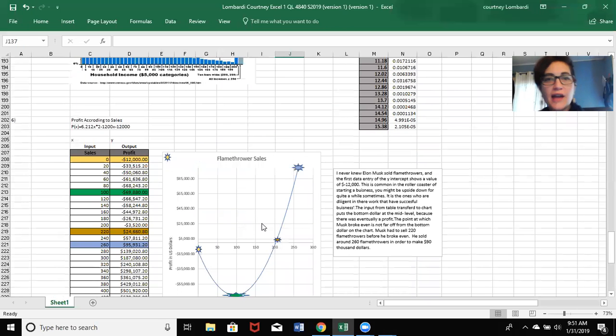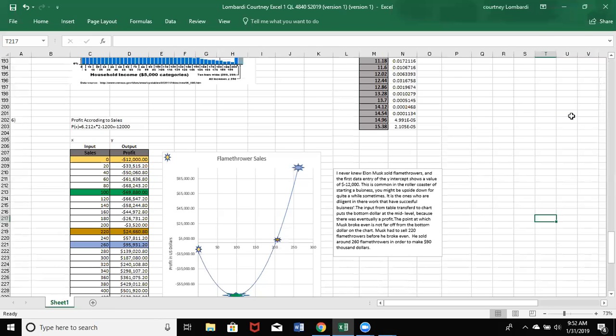Down here, I never knew that Elon Musk sold flamethrowers, and the first data, okay, I'll be right there. The first data entry of the white energy. Okay, come on. I'm sorry.